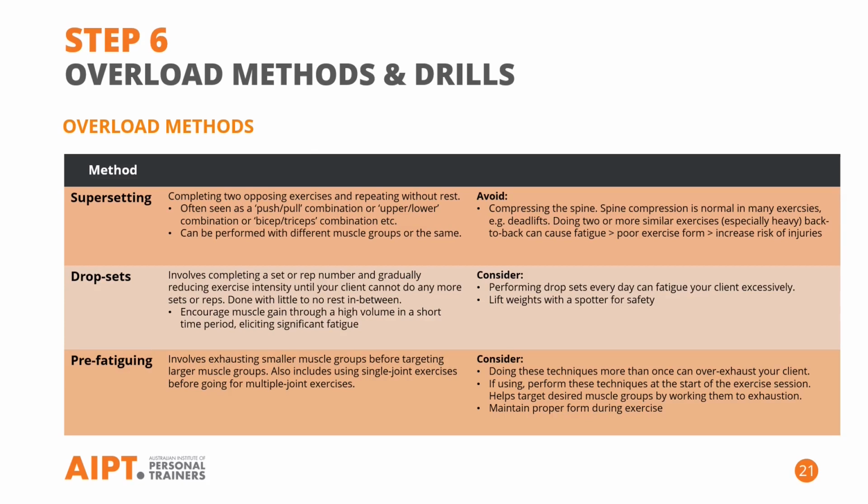Then our third overload method at the bottom here is pre-fatiguing. This is where we would involve exhausting certain smaller muscle groups usually before targeting a larger muscle group. And can also include using single joint exercises before going for multiple joint exercises. So if, for example, we really want to target pectoralis major, which we would often do in any upper body press movement, like dumbbell press, bench press, that sort of thing, and we want to take away some of the involvement of the triceps, which are a synergist muscle in that exercise, so the muscle on the back of your arms.